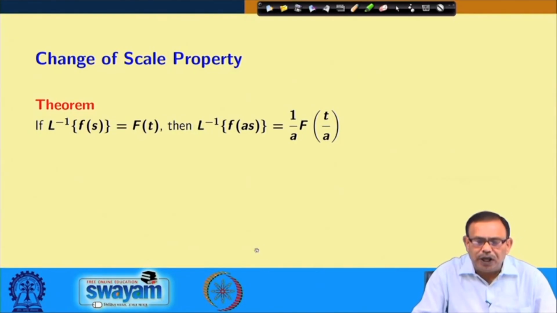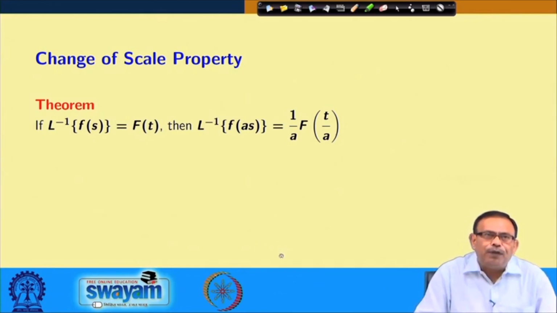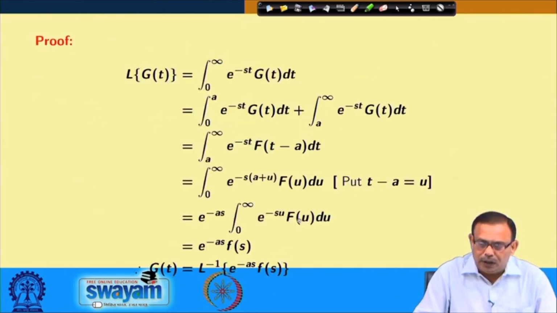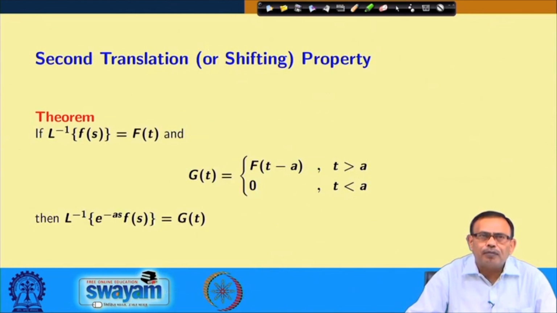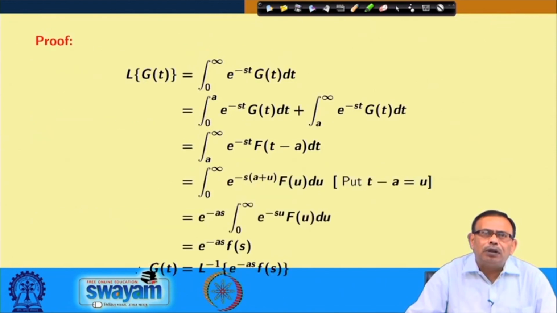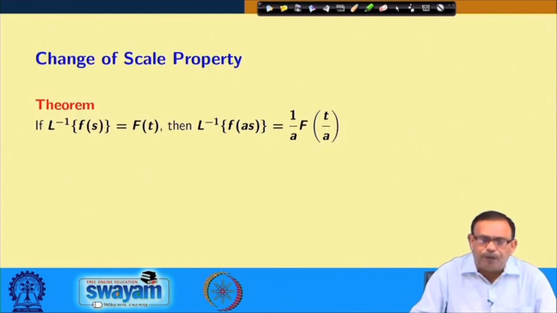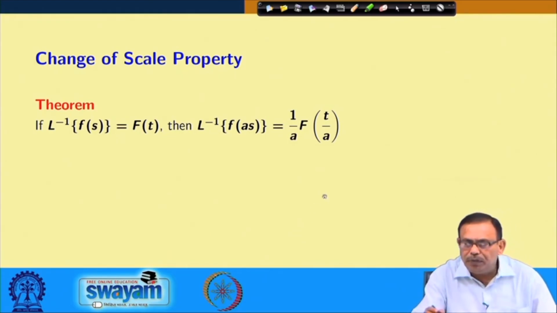Now, the next theorem is the change of scale property. It says that if Laplace inverse of F s equals f t, then Laplace inverse of F of a s equals 1 by a f of t by a. That means, whenever you multiply the parameter s by some scalar a, that is s is replaced by a s, then the function will be 1 by a into f of t by a.